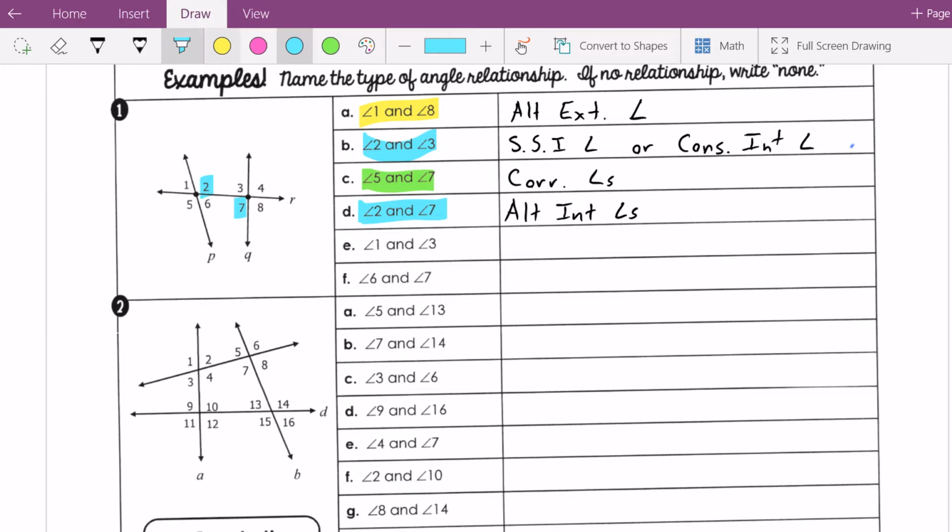Going for E now. We got 1 and 3. So, with 1 and 3, 1's here, 3's here, both in the upper left. Since they're both in the same position, that is corresponding angles.